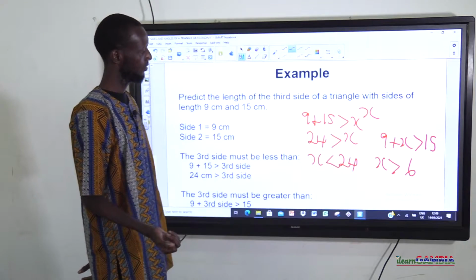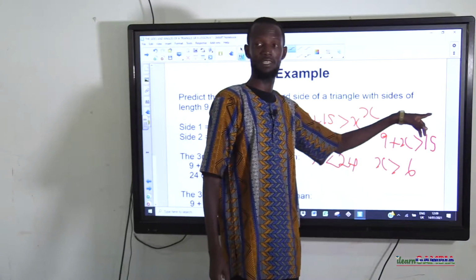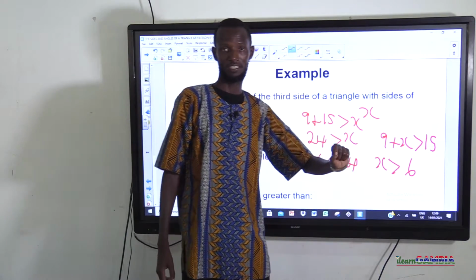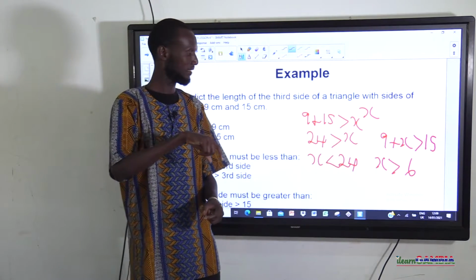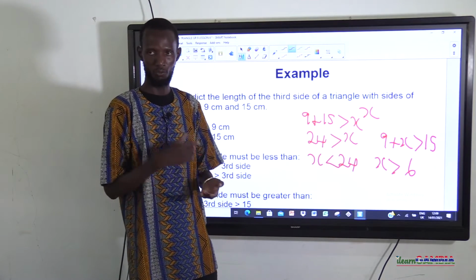Even if you put 6 here, 9 plus 6 will give you exactly 15, so that will not be correct. But any number bigger than 6 will work. 7 will work. 10 will work.